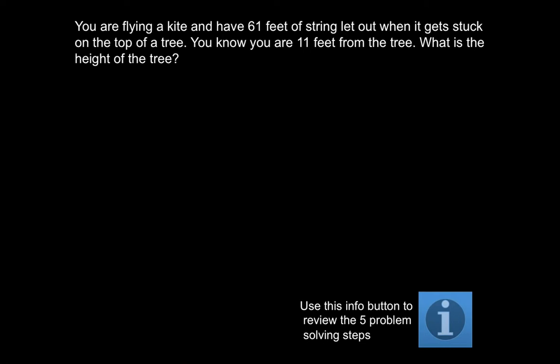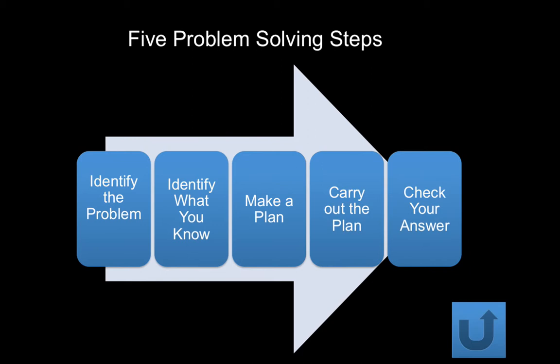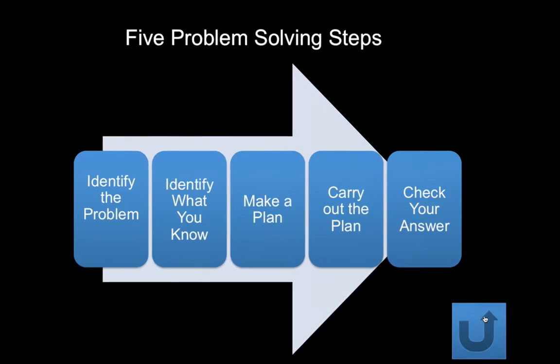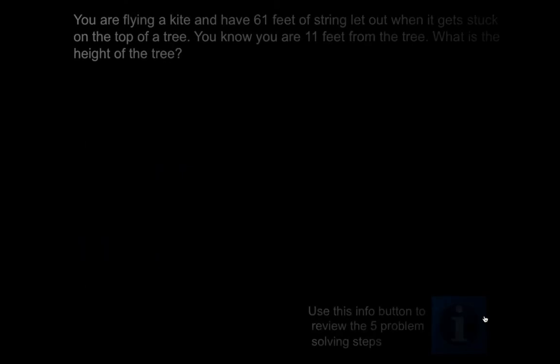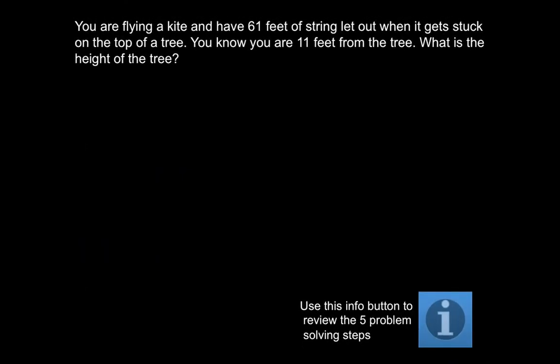Next, I would give them a problem that the PowerPoint would go through step by step. If the student is having problems and wants to remember what the 5 steps are, he can always press the information button, which will return him to the slide that shows the 5 problem-solving steps. Then clicking the Go Back button will return him right to wherever he was in the slide. So the 5 steps: 1, we identify the problem. We want to find the height of the tree. Not too bad.